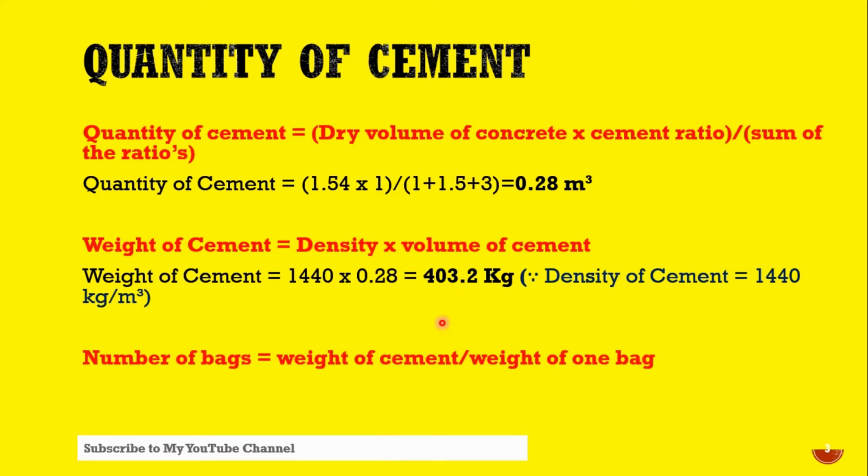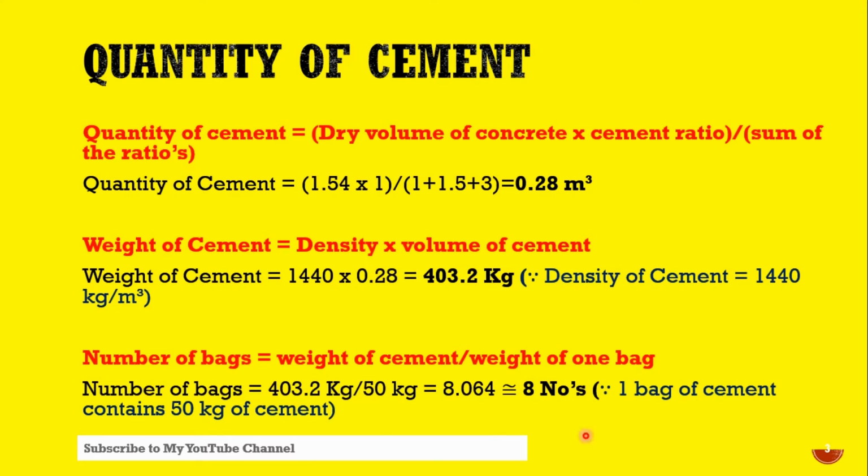To calculate the number of bags, we have to use this formula, that is number of bags equals to weight of cement divided by weight of one bag. We know that one bag of cement contains 50 kg of cement. So divide 403.2 with 50 kg, then you will get the number of bags. That is number of bags equals to 403.2 divided by 50, which is approximately equals to 8 numbers.